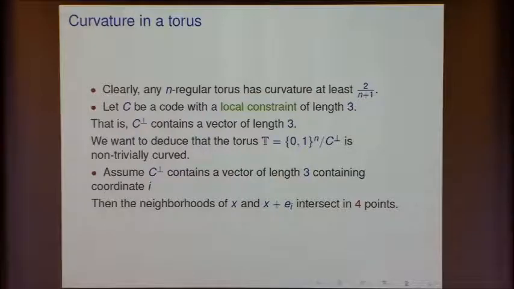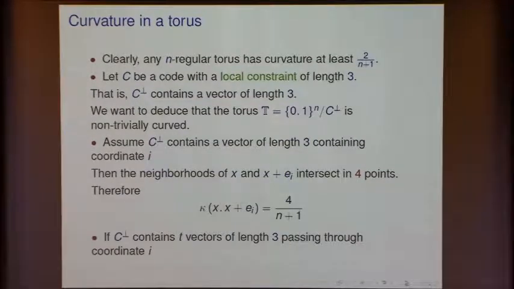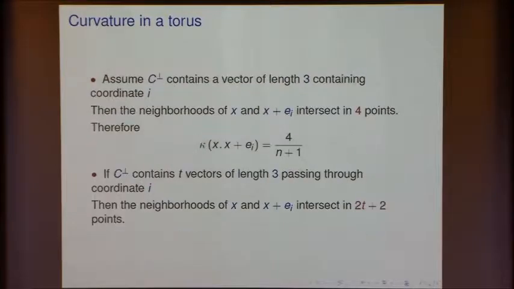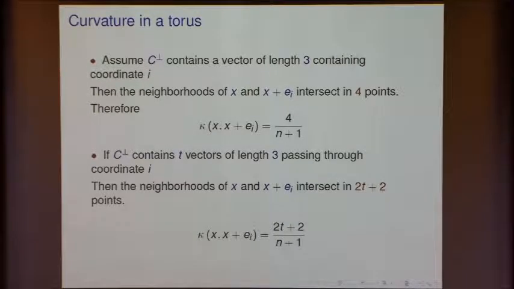If the constraint contains coordinates i, j, and k, then I claim they also intersect in x plus e_j and x plus e_k. This is very simple, it's immediate. In general, if we have t vectors of length 3 passing through coordinate i, then the neighborhoods intersect a lot, so these balls are glued together in many points, and therefore the curvature in this direction is at least (2t plus 1) divided by (n plus 1). Everything is going to be very, very simple. Great, so we sort of understand this.